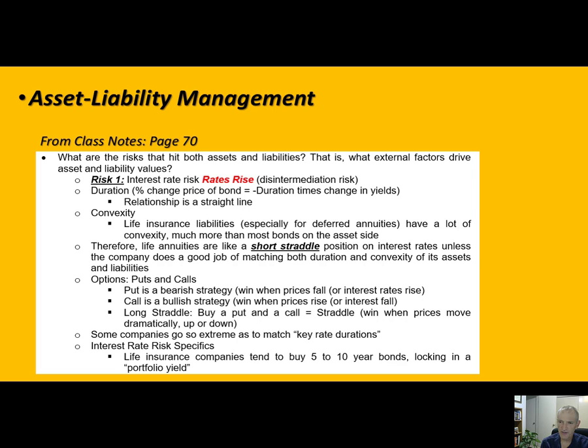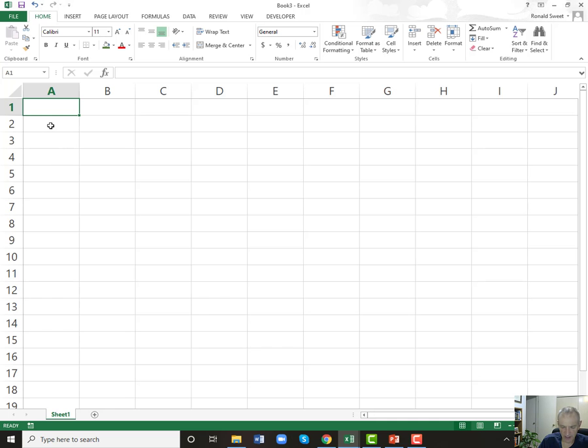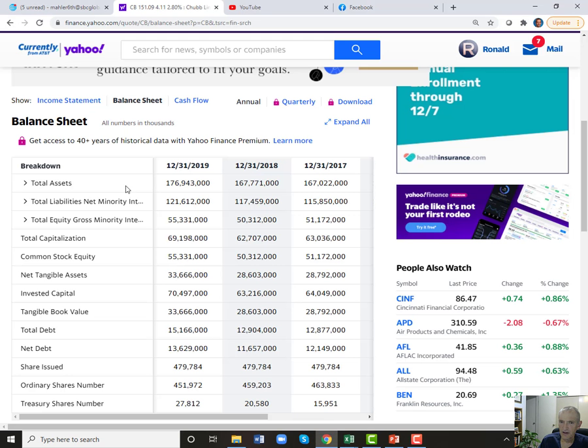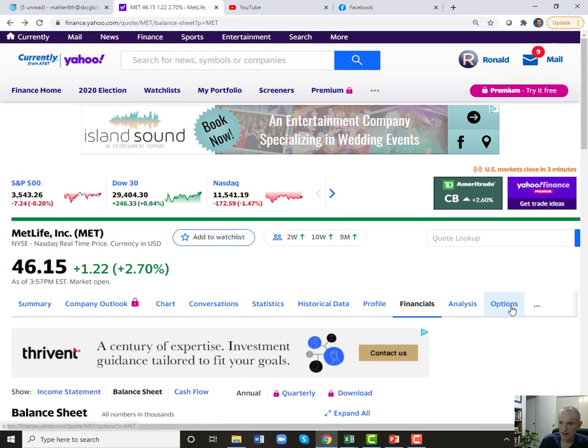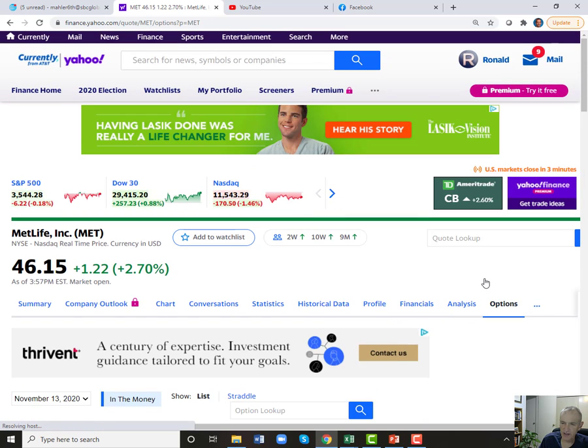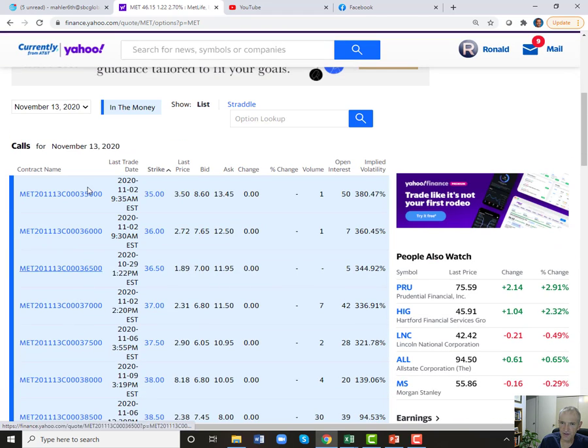But when you look at the risk of interest rates, life insurance annuities look like a short straddle on interest rates. So what exactly is a short straddle on interest rates? So let me show you the math here. All right, so let's say we have a stock. Let's do MetLife since we're doing the life insurance. It doesn't need to be a life insurance company, but let's do MetLife. So if I bring in MetLife, I can click over here on options because straddles have to do with options. I'm going to jump out a few months. Let's go out to March.